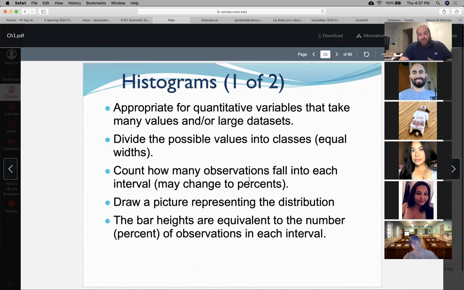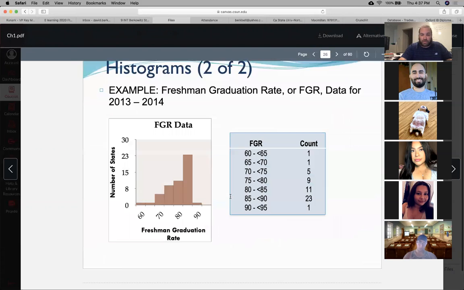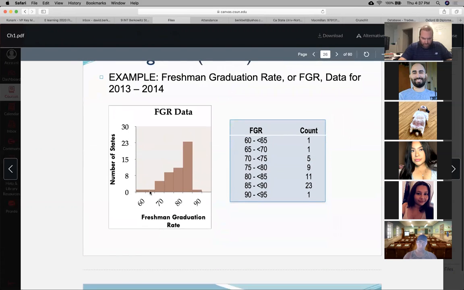You count how many fall into each interval, or what percent fell into each interval. You got to make sure the end point of the left and right is consistent with which one it's going to be. And you want the bar heights to be proportional to the number of observations, or the percent. So if something is twice as much, it should be twice as high, so that visually we can interpret it correctly. Here there's a bar for each one. There's no gaps, but in theory there could be.